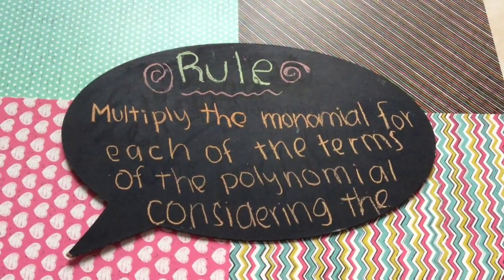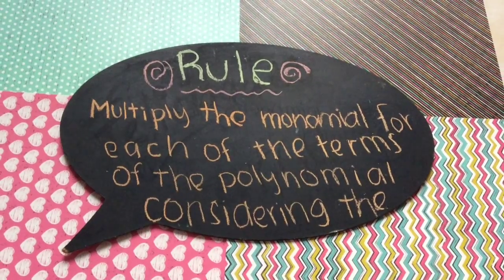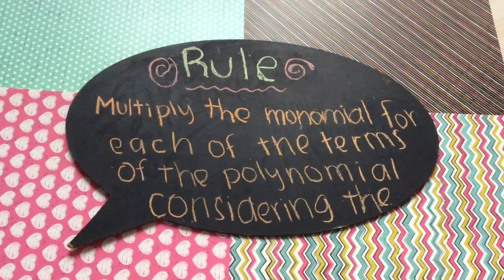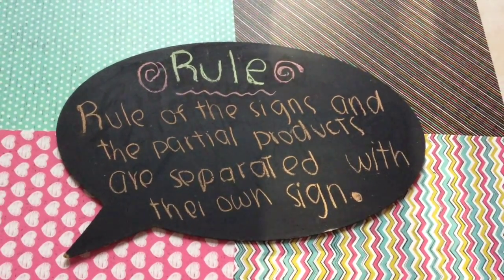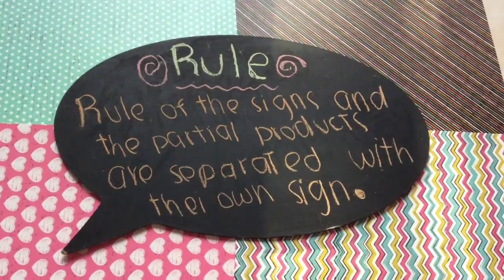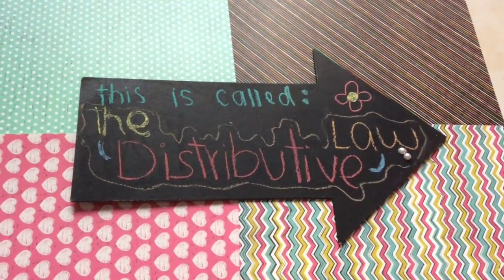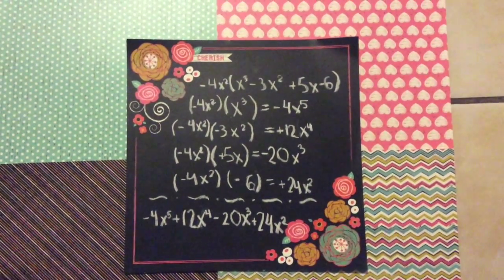To multiply a monomial and a polynomial, there's one rule. You need to multiply the monomial by each of the terms of the polynomial, considering the rule of the signs, and the partial products are separated with their own sign. And this is called the distributive law. Here we have an example that we are going to resolve.